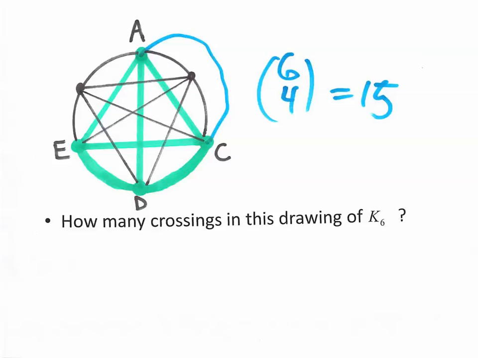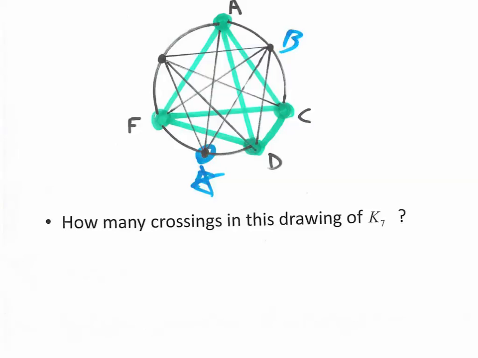But now if you were to, instead of using the green edge AC, use the blue one, you'd be removing 3 crossings and you'd have a drawing of K6 with only 12 crossings. So that means the parity isn't unique because 15 is odd and 12 is even. Okay, so now let's look at K7.